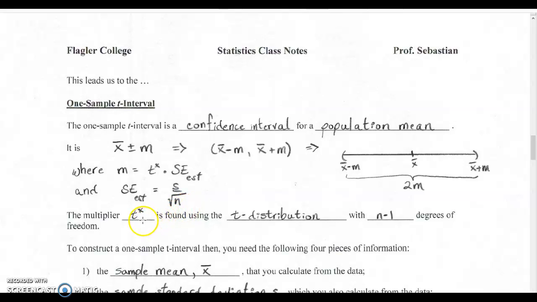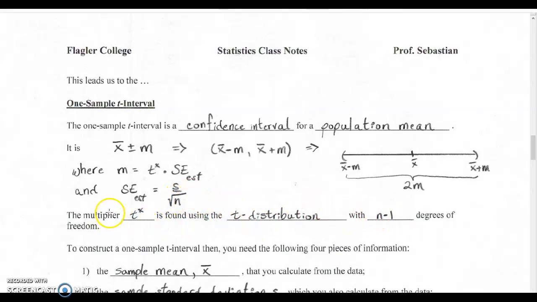Now the multiplier t star is found using what's called the t distribution with n minus 1 degrees of freedom. This t distribution we talked about at the very end of section 9.2. It's a distribution that looks very much like a normal distribution. It's just that the curve slightly changes depending on each sample size, and your sample size is n. So the degrees of freedom is just a fancy mathematical name for how many degrees of freedom we have based on our sample size. It's always one less than the sample size.